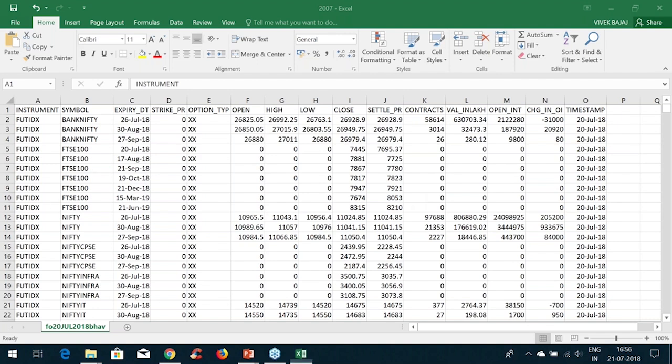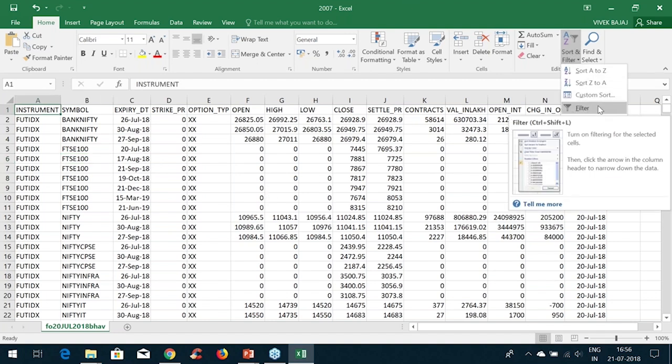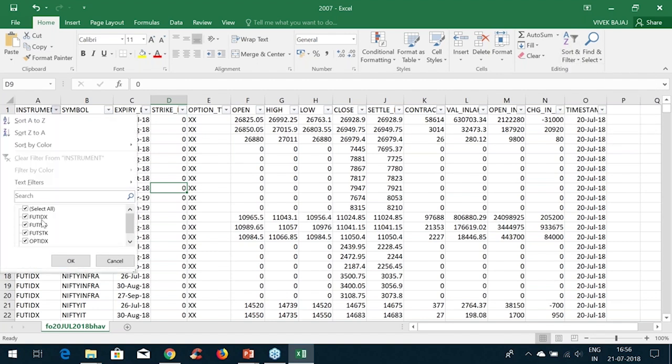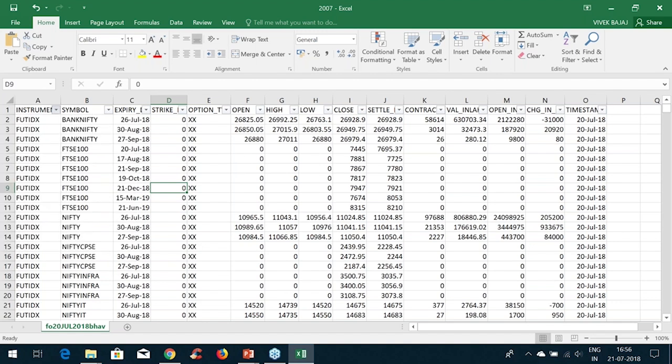Okay, this is the format of a Bhav copy. Let me put a filter on this. For people who have no understanding of Excel, I'm going very slow because I want you guys to become very good at Excel. Excel is such an important tool for all of us to adopt in our life. I've filtered, and I see that different categories of instruments are here. I can sort on the basis of these categories of instruments.